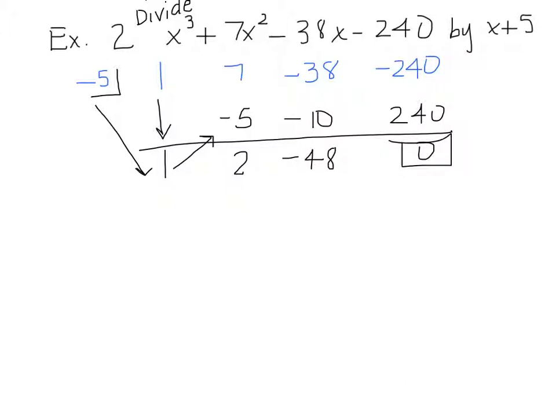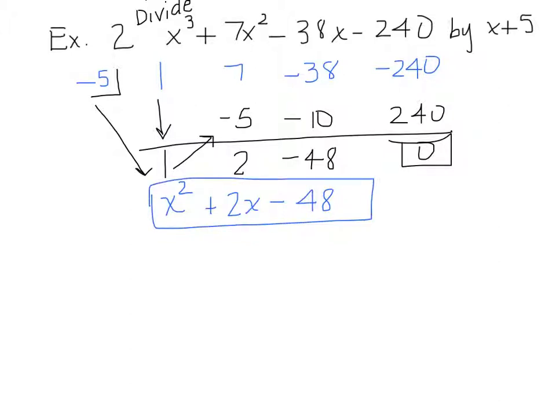This is a remainder of 0, which means x plus 5 is a factor. And then don't forget to write your coefficients back. We lost a degree because we divided, so it'll be 1x squared plus 2x minus 48. And that's your answer.